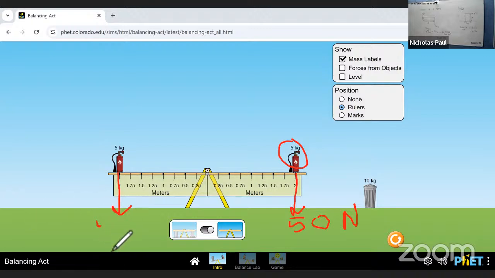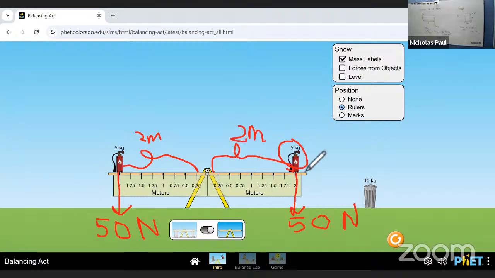We'll start doing some past papers on this as well. So they both have the same weight, 50 newtons. But they also have something in common. What is it? Anybody? You said a particular distance, but what else? The distance here is 2 meters, and the distance here is 2 meters. What else do they have in common?